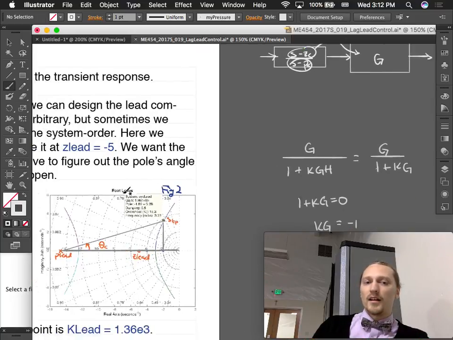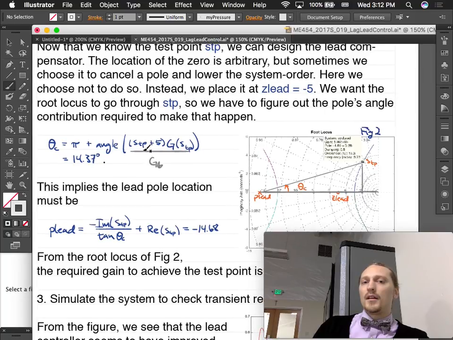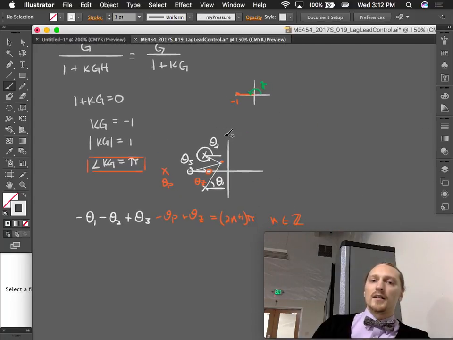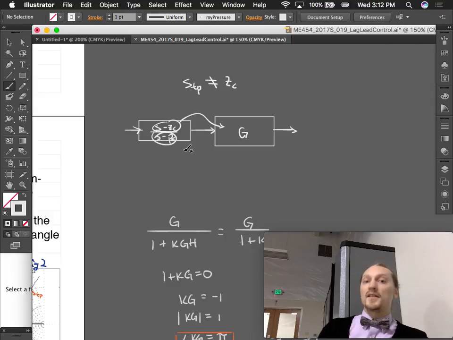I completely agree, but your notation should be just Laplace S and not STP, right? Well, we're evaluating it at the test point. So that's just a notation thing then. That's not the zero times the transfer function at that angle. It's right. This is the transfer function of the zero contribution. So STP is not equal to ZC. If that's what the hang up is. Yeah, so STP is the point we want the root locus to go through. Yeah. That's what STP is.